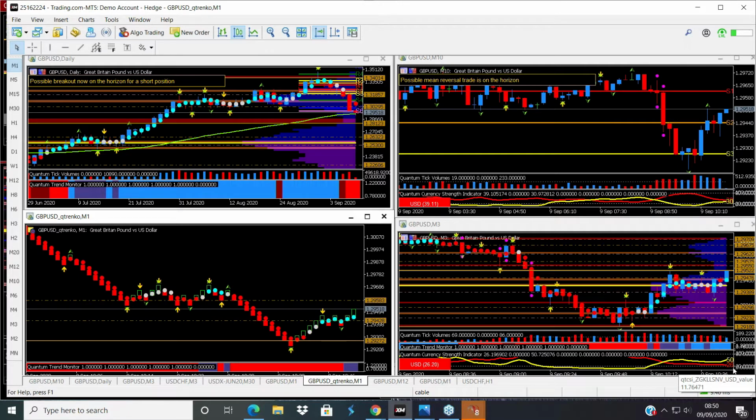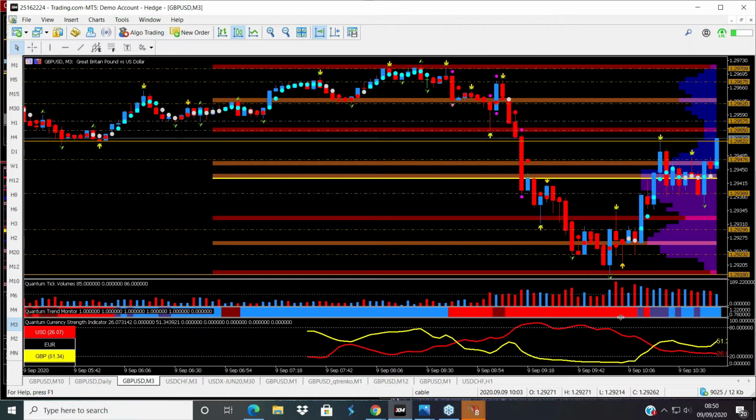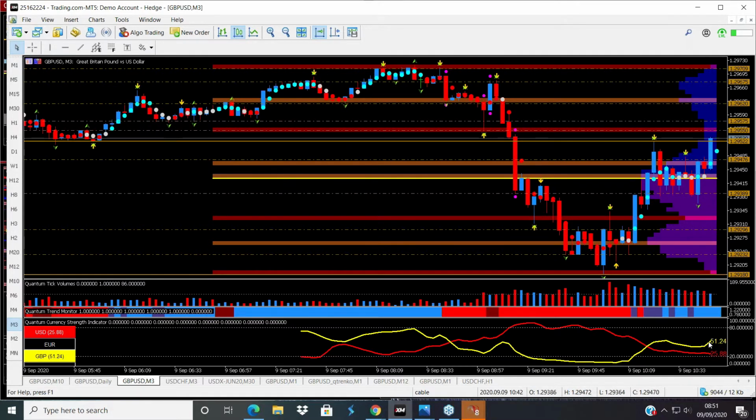But it looks like possibly there is a more conservative potential upside trade for cable, and we would wait for exactly the same signals. First of all, we want to see it in the time chart, and I've put the CSI at the bottom, and I've taken off all the other currencies. So all I've got is the pound and the US dollar, and we can see that.